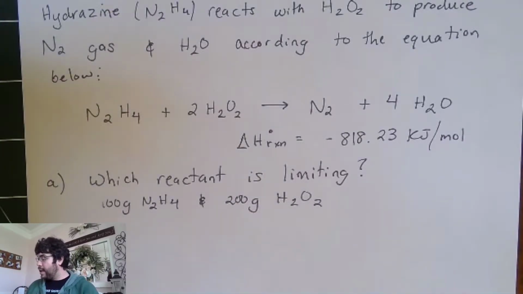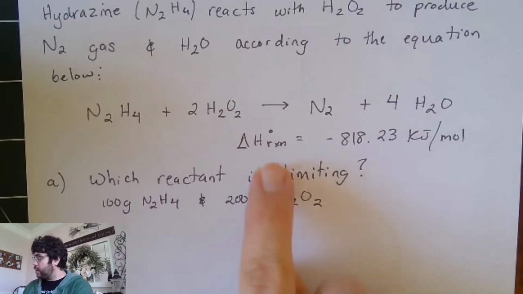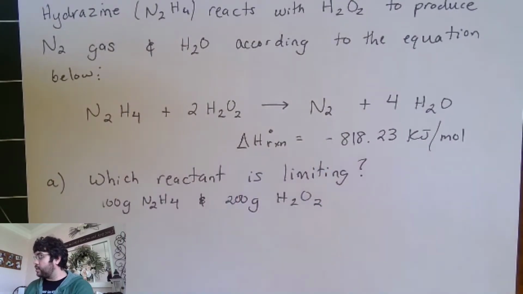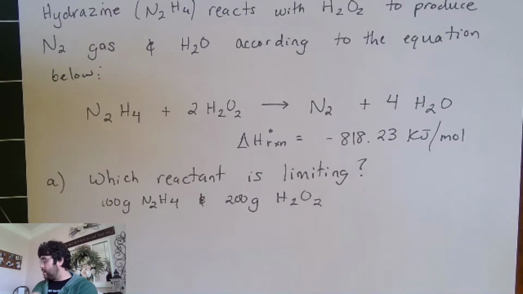First one was this one. Hydrazine, N2H4, reacts with H2O2, that's hydrogen peroxide, to produce N2 gas and water according to the equation below. And the enthalpy of the reaction is negative 818.23 kilojoules per mole. The first question is, which reactant is limiting?